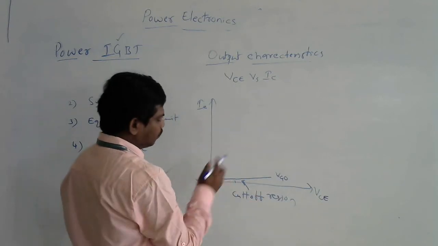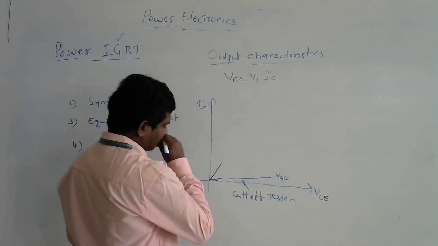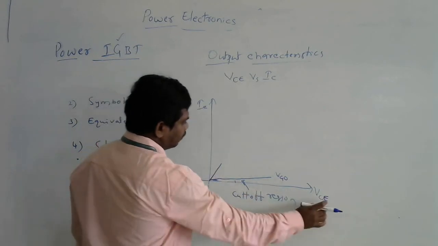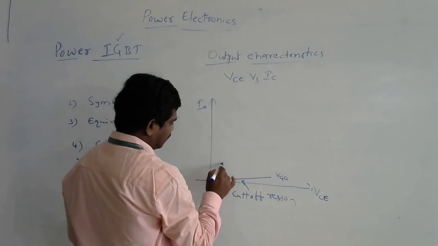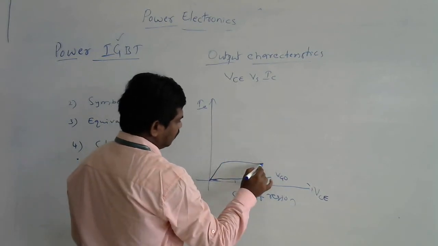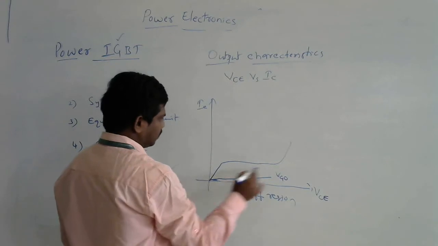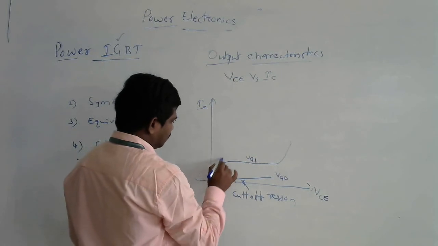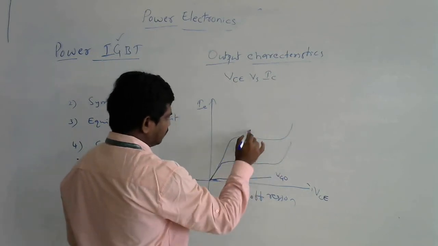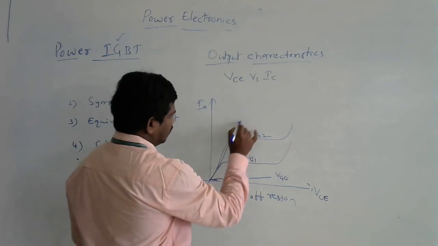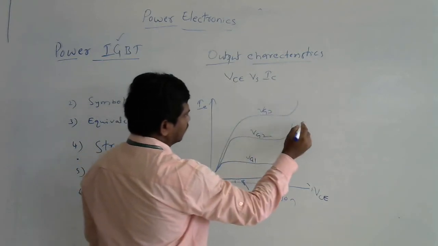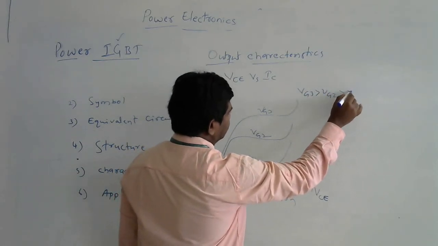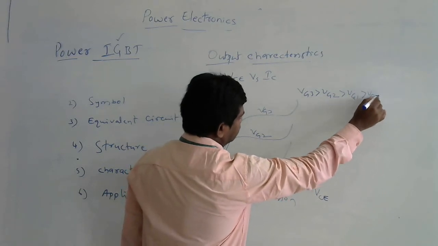Thereafter, I am applying some gate voltage. Due to that, some amount of current flows through the device, up to some voltage applied across collector to emitter, and thereafter it maintains a constant value and comes into the saturation region. This is for VG1, and then I further increase the VG values, VG2, then VG3. So VG3 is greater than VG2, which is greater than VG1, which is also greater than VG0.